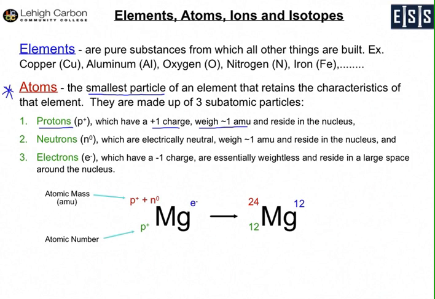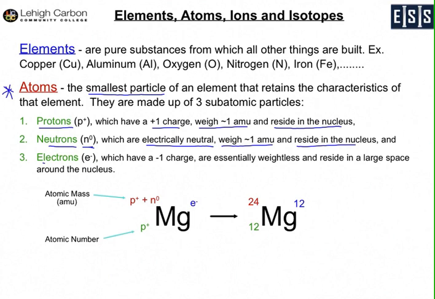And as we said, protons are in the nucleus. The neutrons, they're also in the nucleus. They're represented by a small n with a superscript of a 0. That 0 represents there is no charge. It's electrically neutral. It's not plus or minus. It's just a neutral particle in there. It also weighs about 1 AMU, the same as a proton, and resides in the nucleus like the protons do.